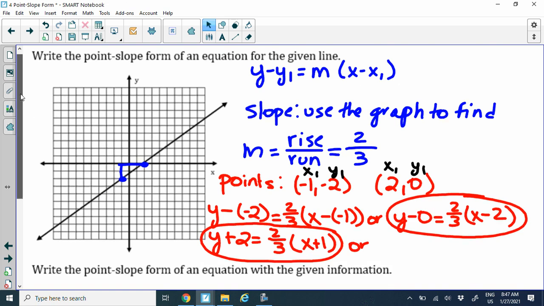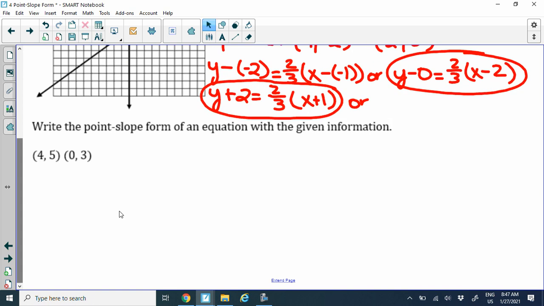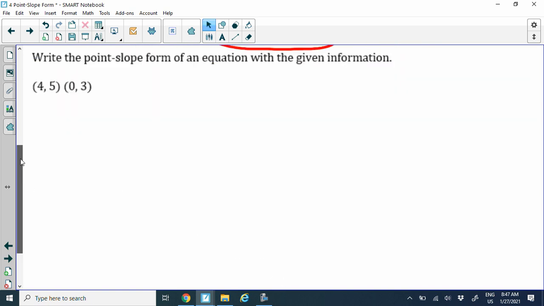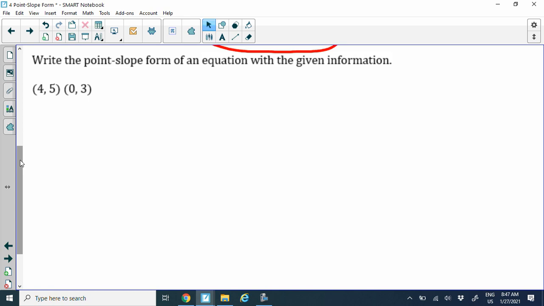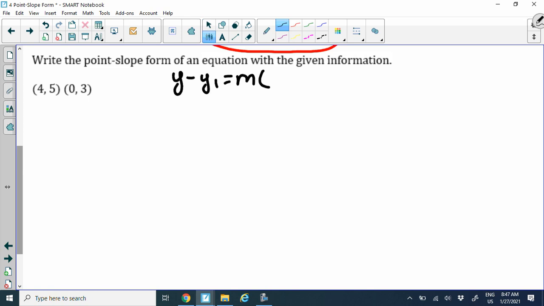Okay, so for our last one, once again, we're going to write in point slope form, but this time we're given just 2 points. So just like we did last time, we need to find the slope, and then using that and using one of the points, put it into that point slope form. Remember, point slope form is y minus y sub 1 equals m times x minus x sub 1. Okay? So using my points, I need to find slope.